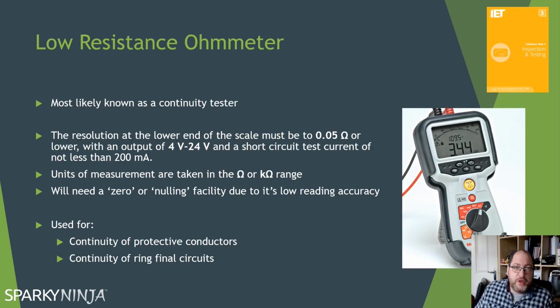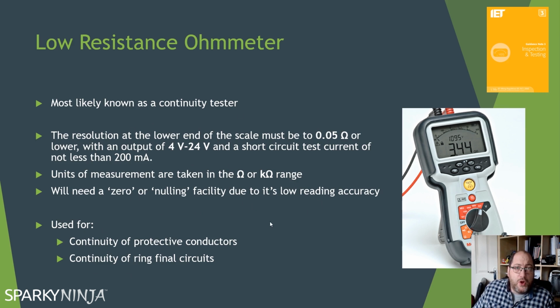We also need to make sure that we understand the characteristics of these instruments and their limitations. So the low resistance ohm meter, which we use for continuity, there's the voltage there, 4 to 24, etc. It only measures in the ohm and the kilo ohm range. It doesn't measure in the mega ohm range. If we're measuring continuity in the mega ohm, we clearly have it set on the wrong thing. So the low resistance ohm meter is commonly used for continuity of protective conductors and continuity of ring final circuits. The clue is they are used for continuity measurements, which, you know, it's an essential fault finding test that we use.